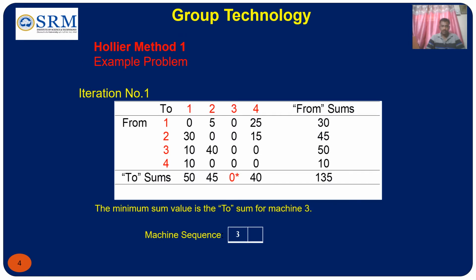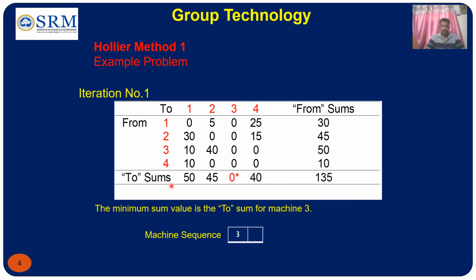So this is the first iteration. What is the first step? We have to add the from sums and the to sums, right? So from sums are 5 plus 25, 30; 5 plus 25, 30; 30 plus 15, 45; 10 plus 40, 50; 10 plus 0 plus 0 plus 0, 10. We have got the from sums along the rows. Okay, summing up all the sums, we achieved 135.